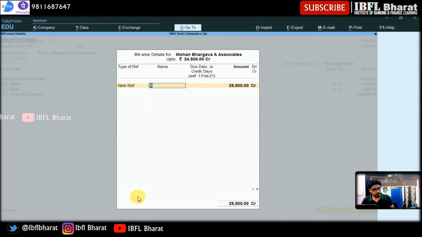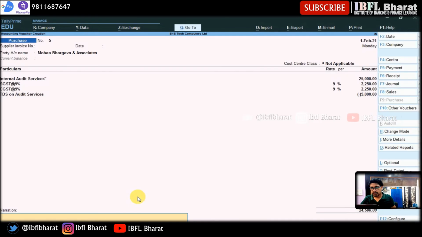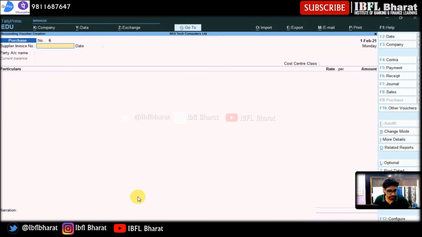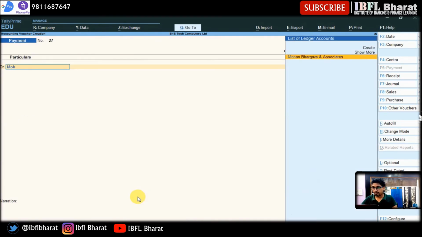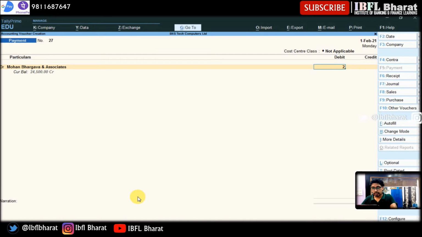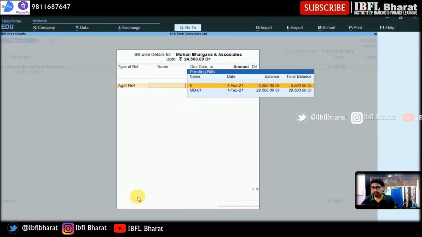And the invoice number is MB-01. And this is the TDS amount. We will accept this voucher, and we are making the payment instantly. Payment made to Mohan Bhargav and Associates towards its invoice after deducting TDS 20%. So now we are making payment to Mohan Bhargav. It is amounting to 25,500 rupees.